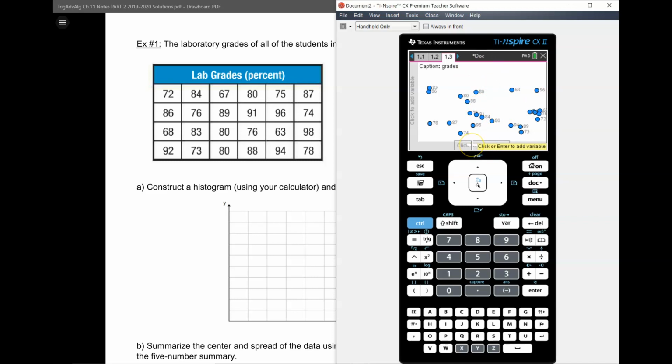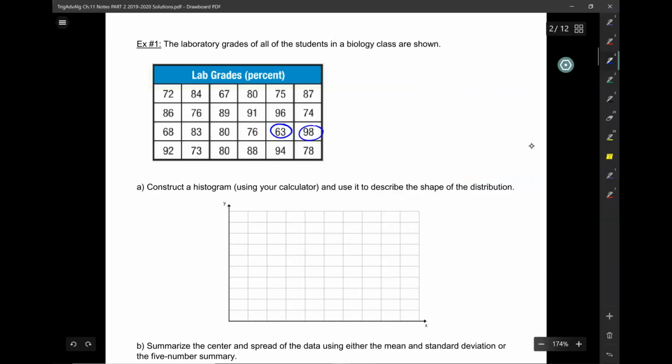Now, click at the bottom here where it says click to add variable. If you just click, it gives you an option. The only option we have in there is grades. So click on the grades, and there we go. It sorts the grades for you. Now I want a histogram of this. In order to do the histogram, I need to look at the min and the max of the data. And it just so happens that the min is 63 and the max is 98. So when I do my histogram, I'm going to go to the lower multiple of 5. So I'm going to make my scale go from 60 to 100.